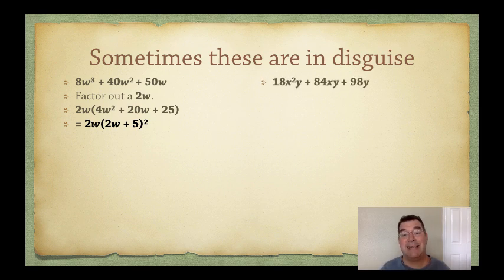If I have 18x squared y plus 84xy plus 98y, I can factor a 2y out of those, and that leaves me with, in parentheses, 9x squared plus 42x plus 49. And so that can factor to be 2y times 3x plus 7 all squared.